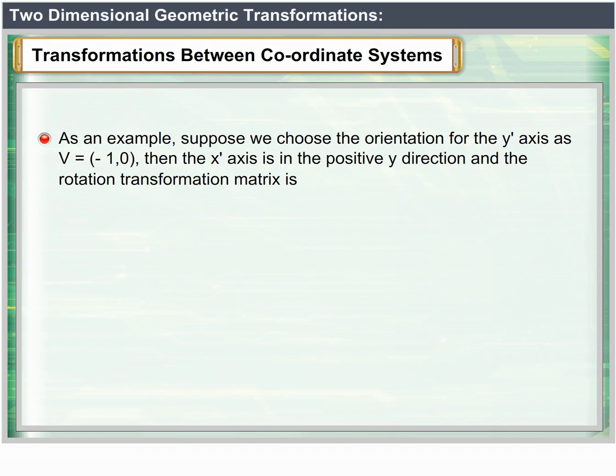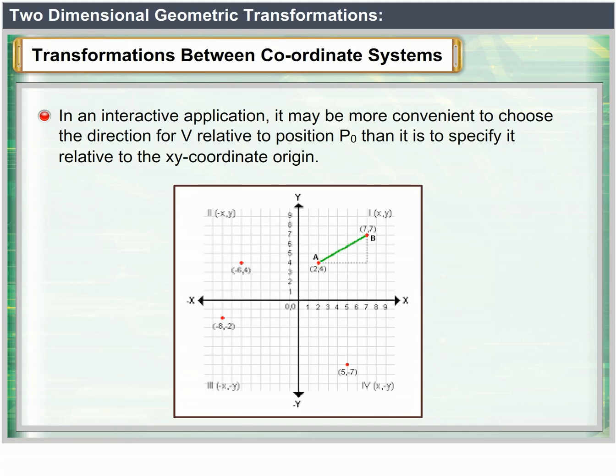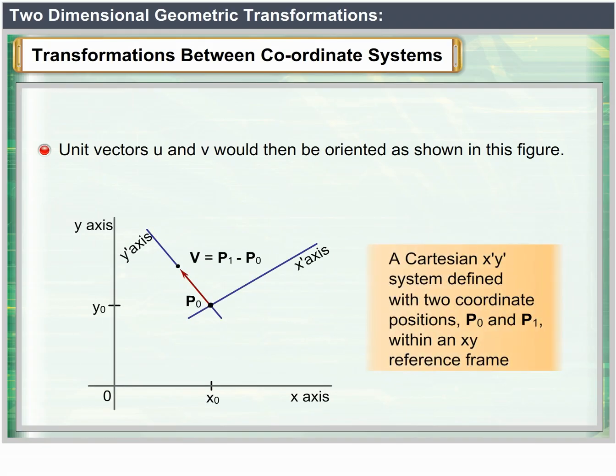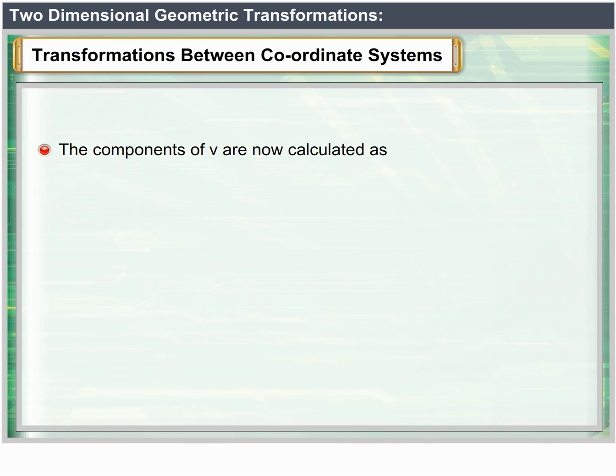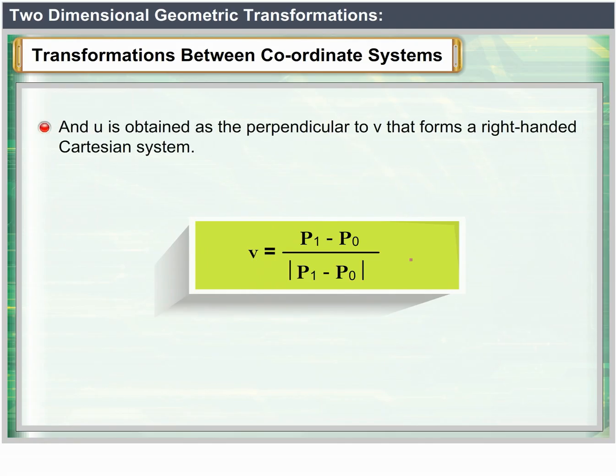As an example, suppose we choose the orientation for the y'-axis as v equals -1, 0. Then the x'-axis is in the positive y direction and the rotation transformation matrix will be as shown. In an interactive application, it may be more convenient to choose a direction for v relative to position p0 than it is to specify it relative to the xy coordinate origin. Unit vectors u and v would then be oriented as shown in this figure. A Cartesian x'-y' system defined with two coordinate positions p0 and p1 within an xy reference frame. The components of v are now calculated as v equals p1 minus p0 over the modulus of p1 minus p0. And u is obtained as the perpendicular to v that forms a right-handed Cartesian system.